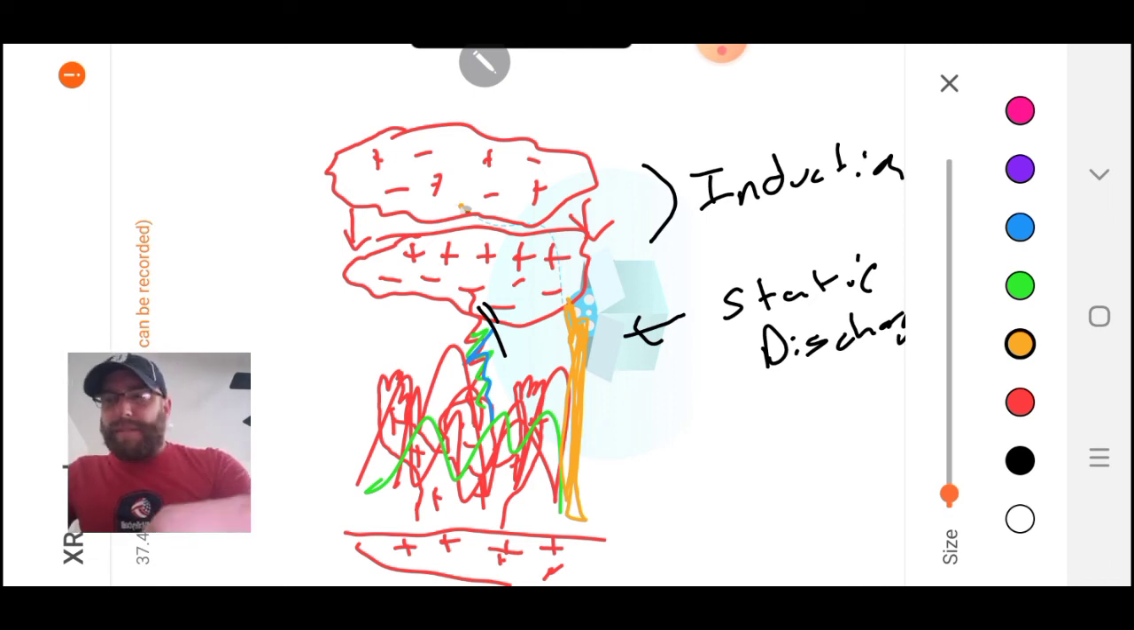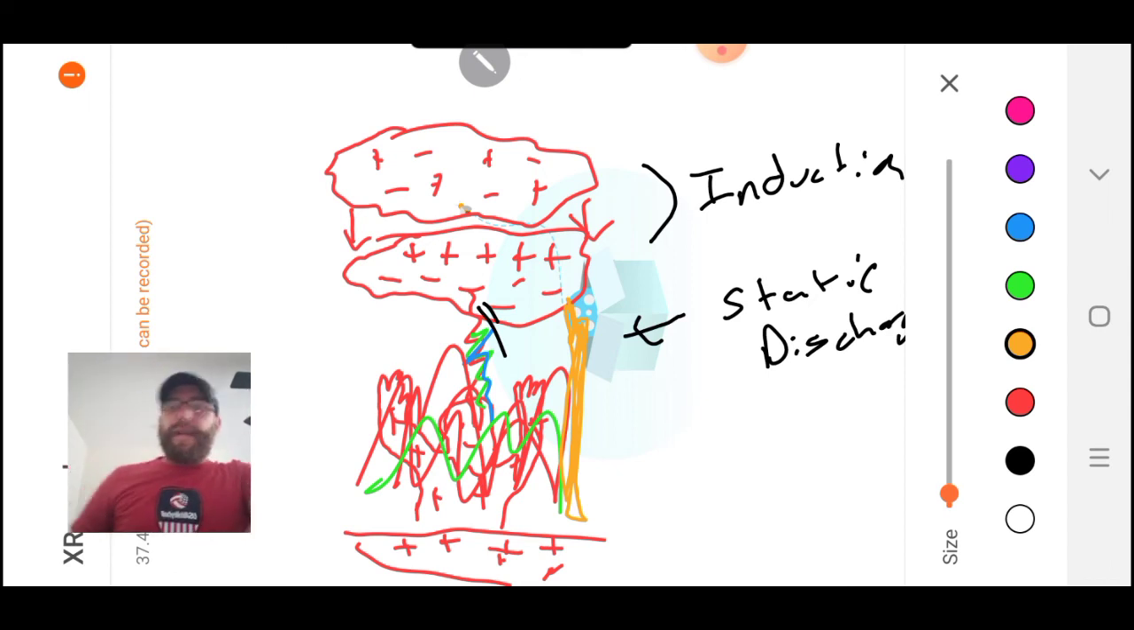All right, and so that's grounding. So four types of charging we talked about: charging by contact, charging by induction, static discharge, and grounding. And so the last thing we're going to talk about is electric current. And this is going to be the emphasis of the next lecture.